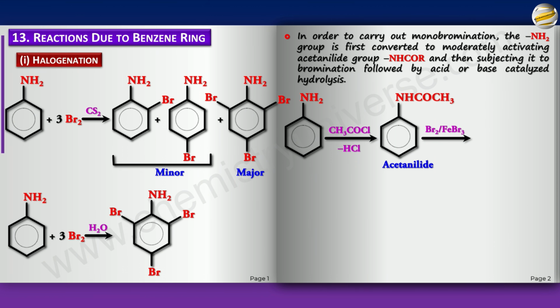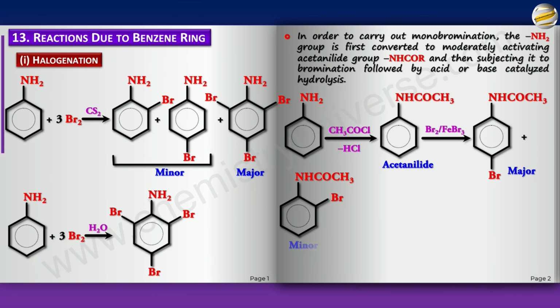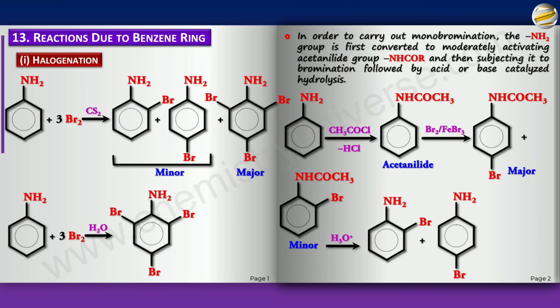So now you do normal bromination with FeBr3, you will get para-bromo as major and ortho-bromo as minor. And if you hydrolyze the major and the minor separately, you will get this. All right. And of course, if you want to get the ortho as major, you better block the para with sulfonation and then probably you might get some yield of this.